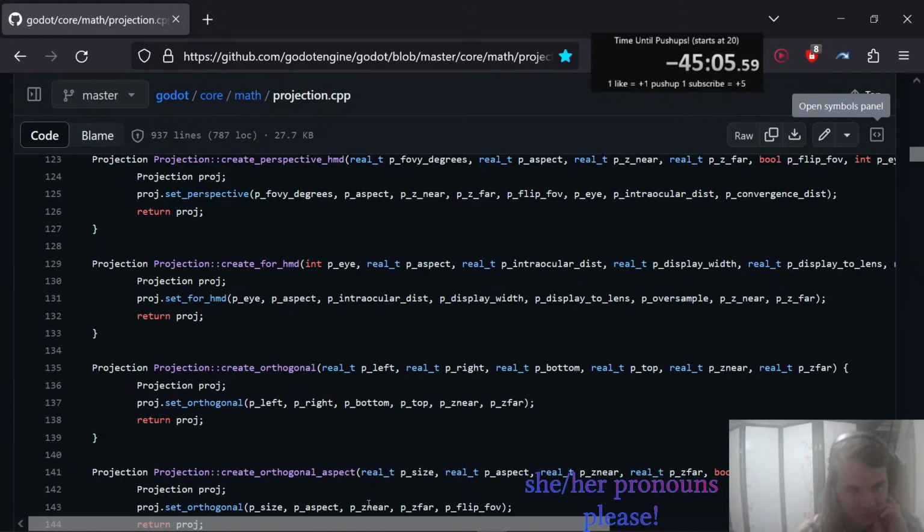Okay, p underscore under p dot proj dot set underscore 4 underscore hmd left paren p underscore I p underscore aspect p underscore I comma p underscore aspect comma p underscore interocular dist comma p underscore interocular underscore dist comma comments main function.